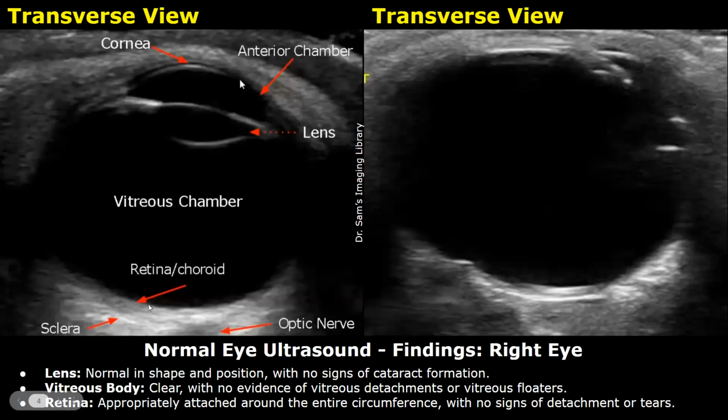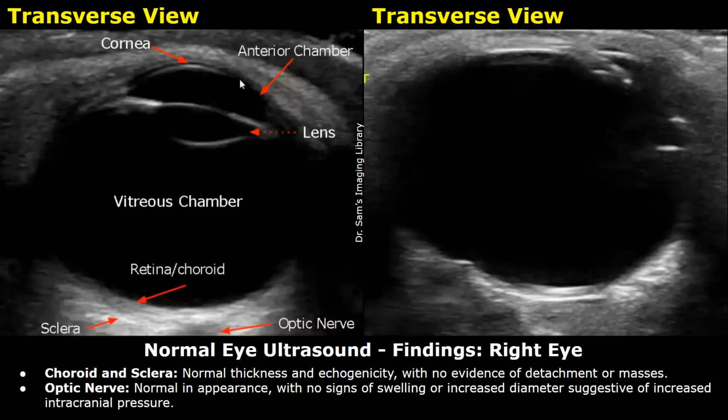Retina, appropriately attached around the entire circumference with no signs of detachment or tears. Choroid and sclera, normal thickness and echogenicity with no evidence of detachment or masses. Optic nerve, normal in appearance with no signs of swelling or increased diameter suggestive of increased intracranial pressure.